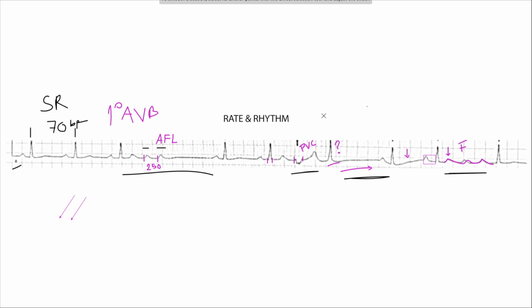Now, we get a few of those, and then they disappear, and then the normal sinus rhythm reestablishes itself. So this is intermittent atrial flutter. Okay, it comes and goes. And the good thing here is it's not sustaining, it's self-terminating, and it's self-terminating rather quickly. So the atrium is irritated. For what reason? I don't know.